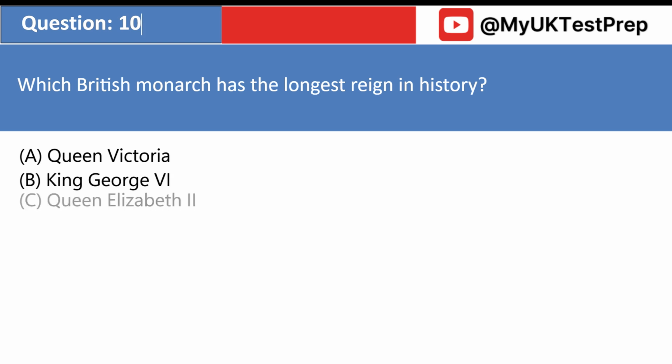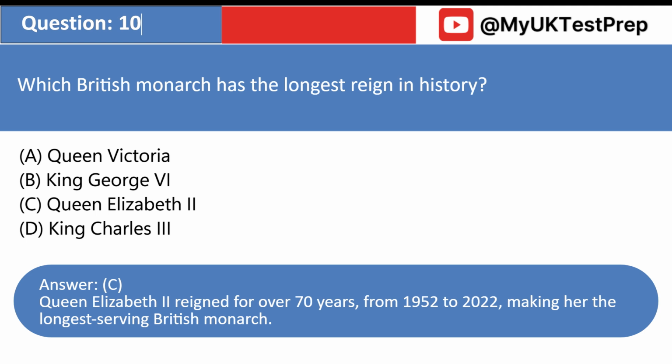Which British monarch has the longest reign in history? A. Queen Victoria. B. King George VI. C. Queen Elizabeth II. D. King Charles III. Answer: C. Queen Elizabeth II reigned for over 70 years, from 1952 to 2022, making her the longest-serving British monarch.